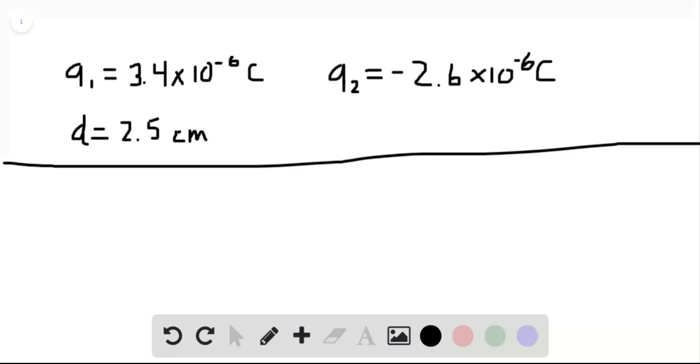So given these two charges, Q1 and Q2, that are a distance d apart, separated by a straight line between those two points, at what point along that line is A, the electric field 0, and B, the electric potential 0? So for part A, because of the inverse square nature of the electric field, any location where the field is 0 must be closer to the weaker charge, Q2.